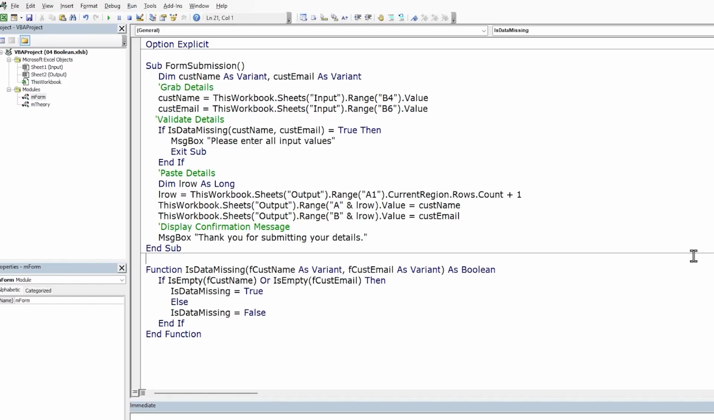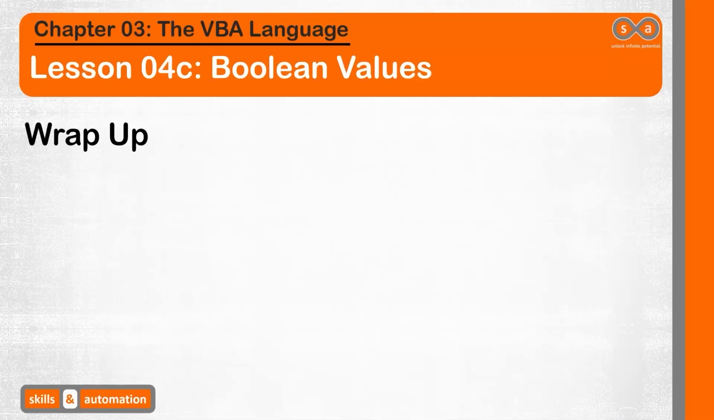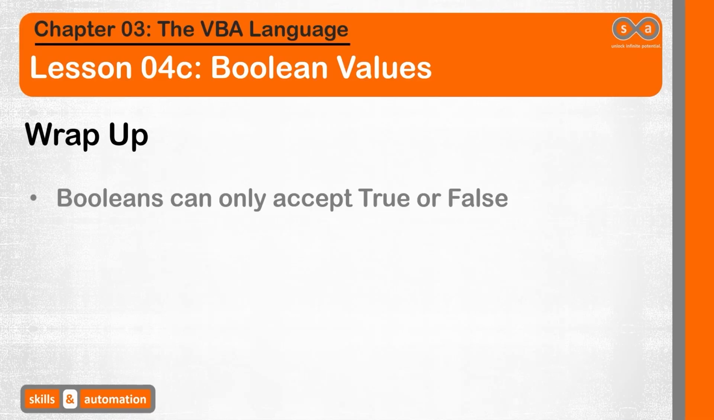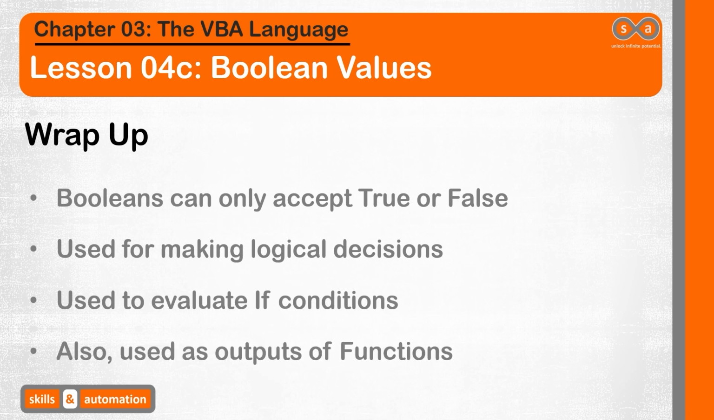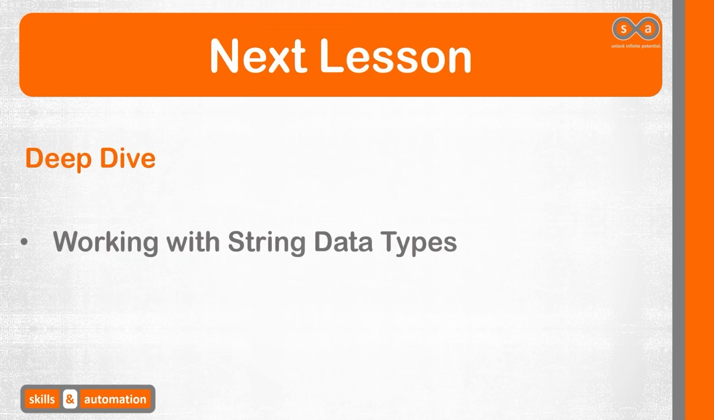And these were some examples regarding using Boolean values either within VBA's built-in logic or within our own custom logic. Boolean data types can accept only one of two values, either true or false. Booleans are used to make logical decisions within our code. They are used in if statements in conjunction with comparison and logical operators. They are also used as outputs of built-in and custom-built functions. In the next video, we will deep dive into ways of working with a string data type.